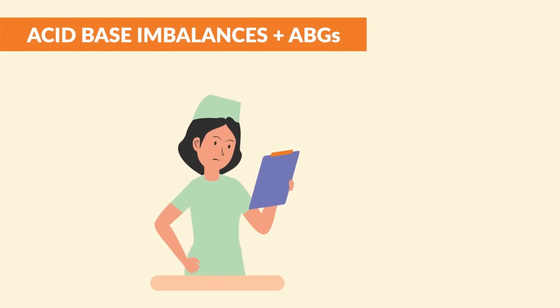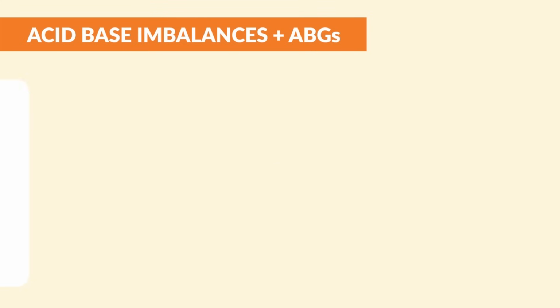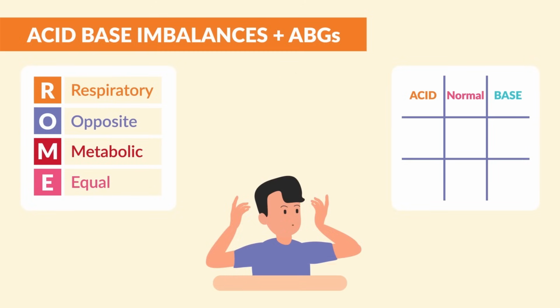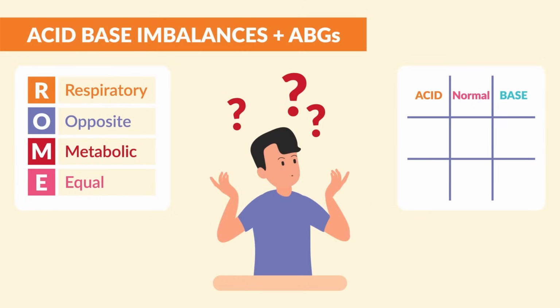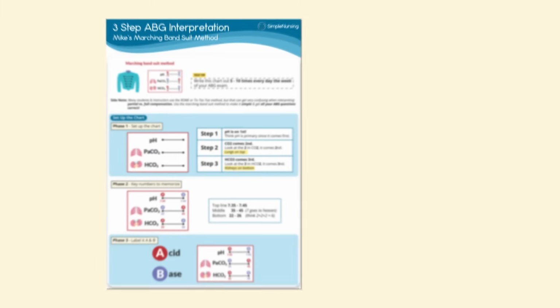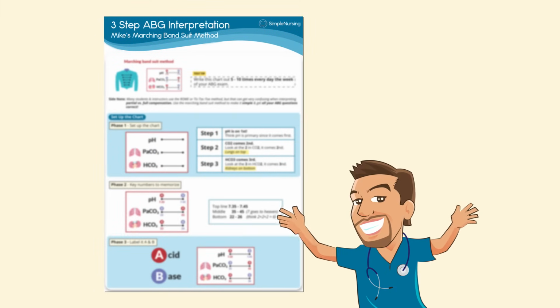Okay, now part 2 of this video showing you how to solve those darn ABGs. Now, a lot of students and instructors use the ROME or tic-tac-toe method, but that can get really confusing, especially when we get into partial versus full compensation. Make sure to pull out this study guide for this section so you can follow the key points.